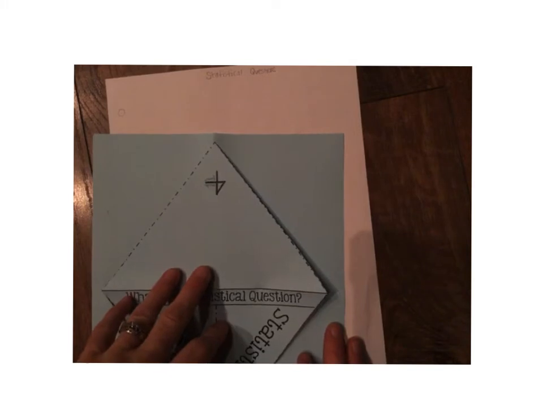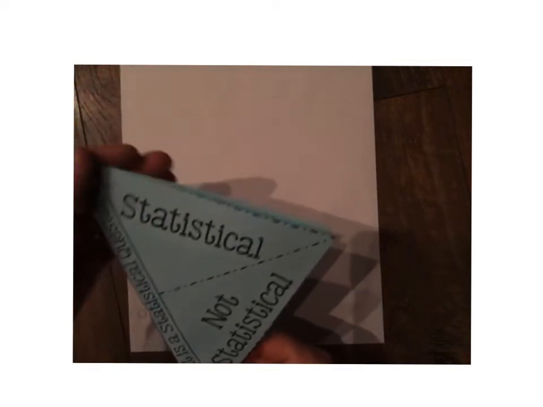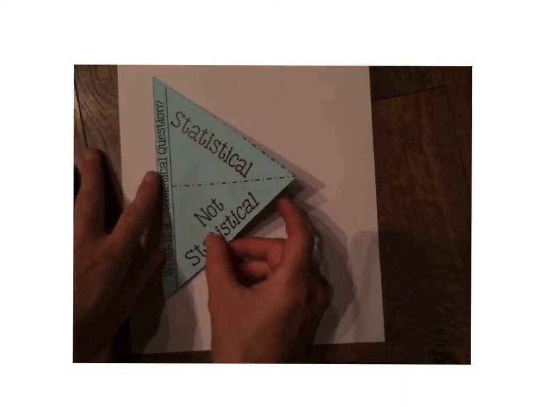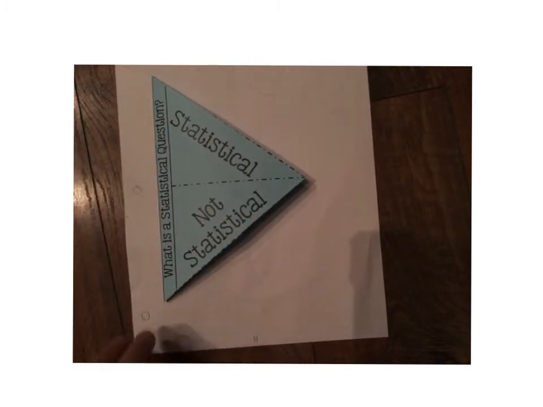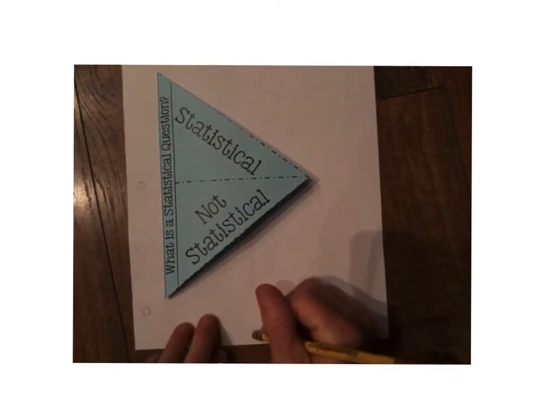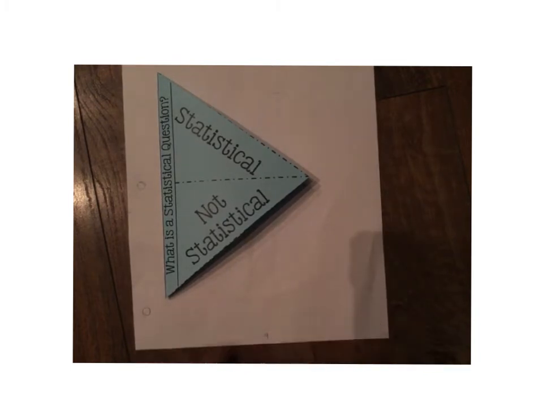Let's work on putting our statistical questions interactive notebook page together. So I began by cutting out the rhombus or the diamond out of my blue paper, and we went ahead and folded it, and then we were going to glue it here on page 11, but that should be page 9 in our interactive binders. We also have statistical questions written on the top. Feel free to pause the video as we go along if you need to stop and do each of the steps.